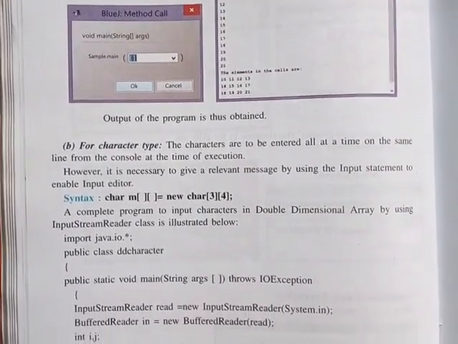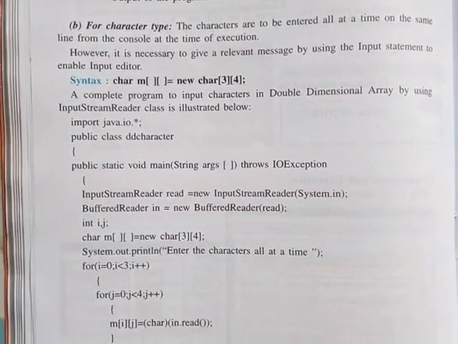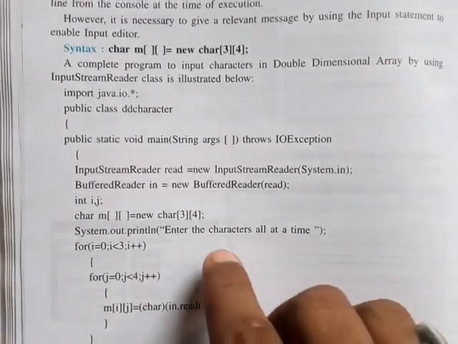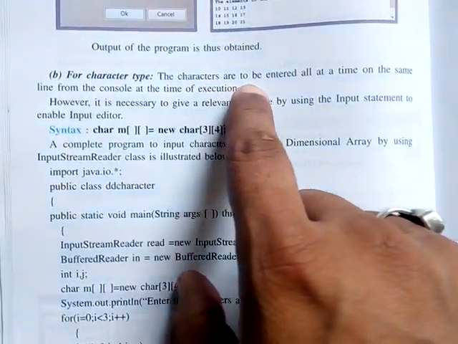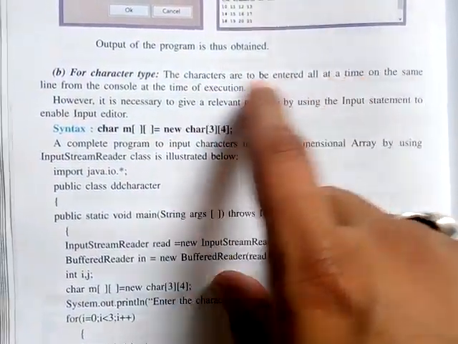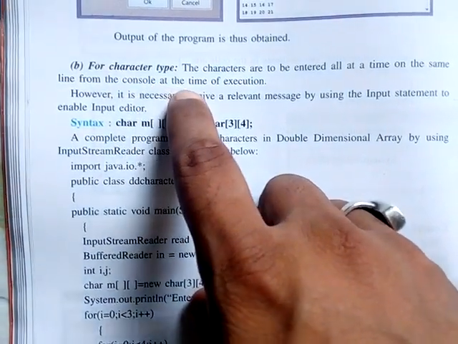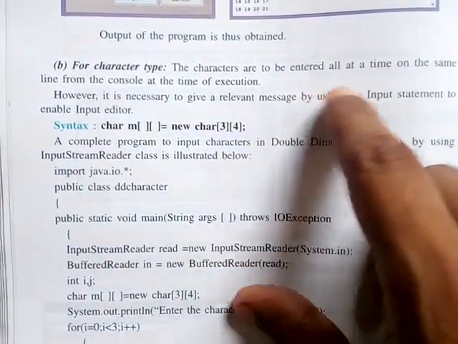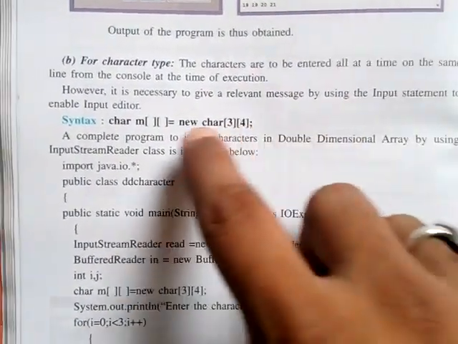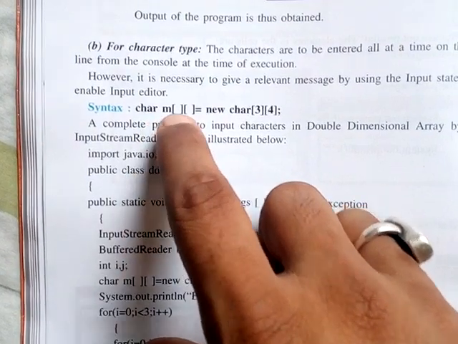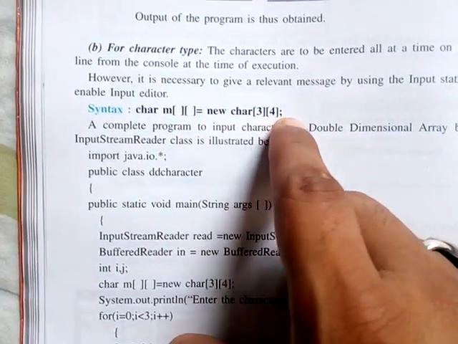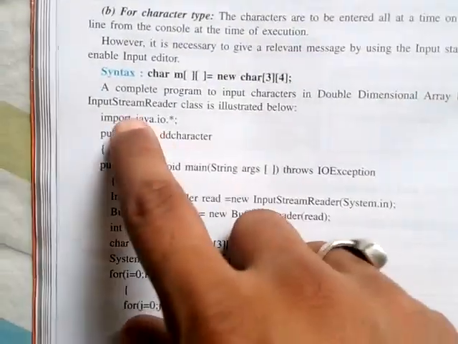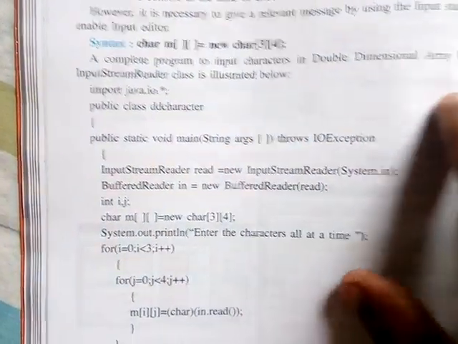Fine. Now the same technique is used for the character type also. So if you are using the character type, then how to use it? See this program. Suppose for character type, the characters are to be entered all at a time on the same line from the console at the time of execution. However, it is necessary to give a relevant message using the input statement to enable the input editor. char m[][] = new char[3][4]. Now a complete program to input characters in a double dimensional array by using the InputStreamReader class is illustrated below.